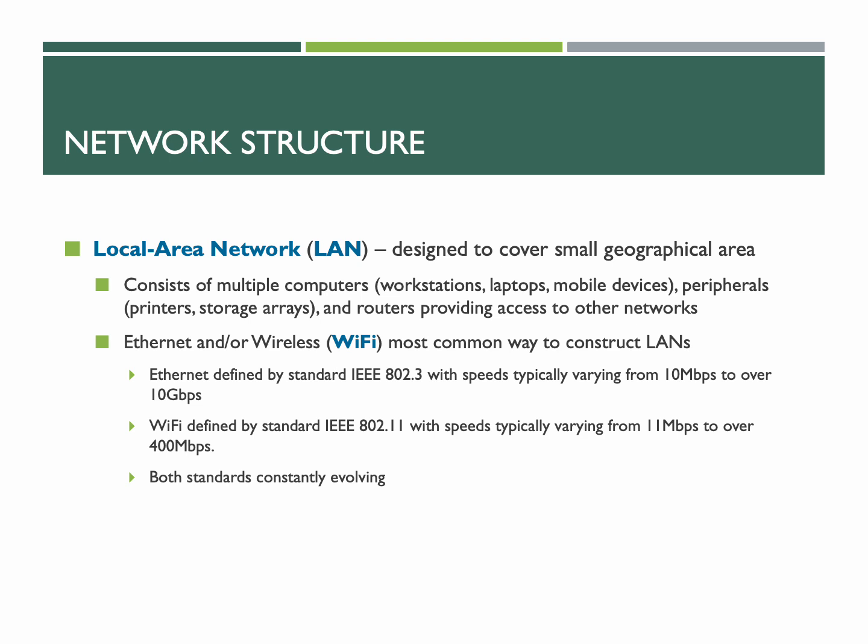Wi-Fi, on the other hand, is a wireless alternative defined by the IEEE 802.11 standard. It typically offers speeds ranging from 11 Mbps to over 400 Mbps, depending on the version of Wi-Fi being used. Both of these standards, Ethernet and Wi-Fi, are constantly evolving, with newer versions providing higher speed, better stability, and enhanced security.